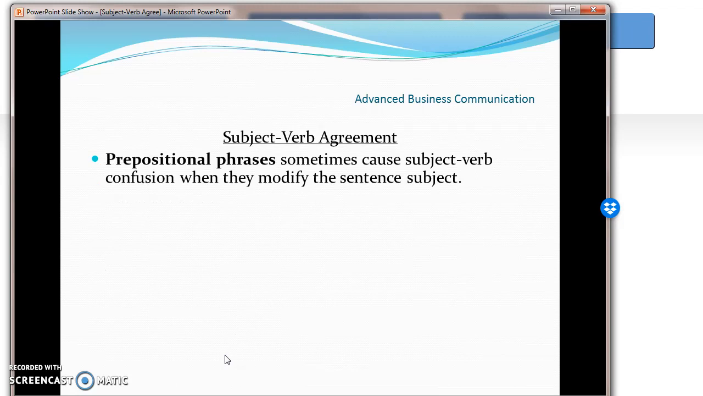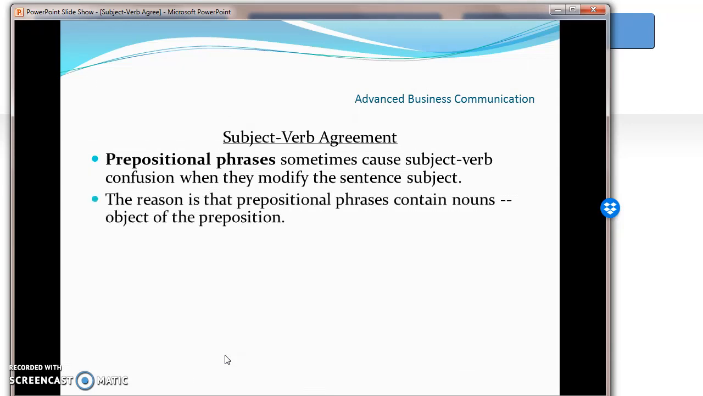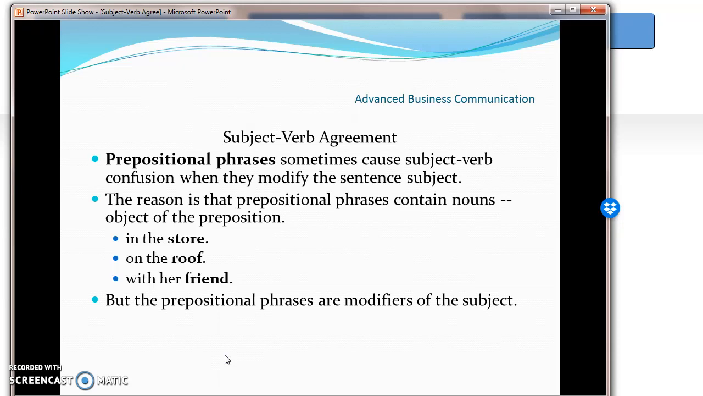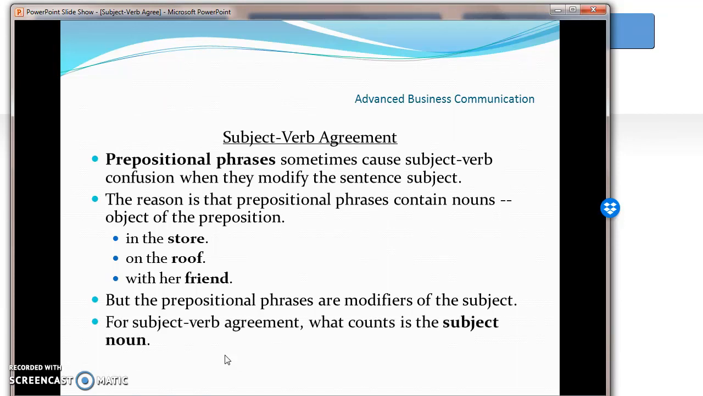Okay, prepositional phrases can sometimes cause subject-verb confusion when they modify the sentence subject, okay? The reason is that the prepositional phrase contains nouns, the object of the preposition. And we talked about these before. Prepositional phrases like in the store, on the roof, with her friend. All of those phrases contain nouns in them, right? But the prepositional phrases are modifying something else, and in our case here, the subject of the sentence. So for subject-verb agreement, what counts is the actual subject of the sentence and not the prepositional phrase.